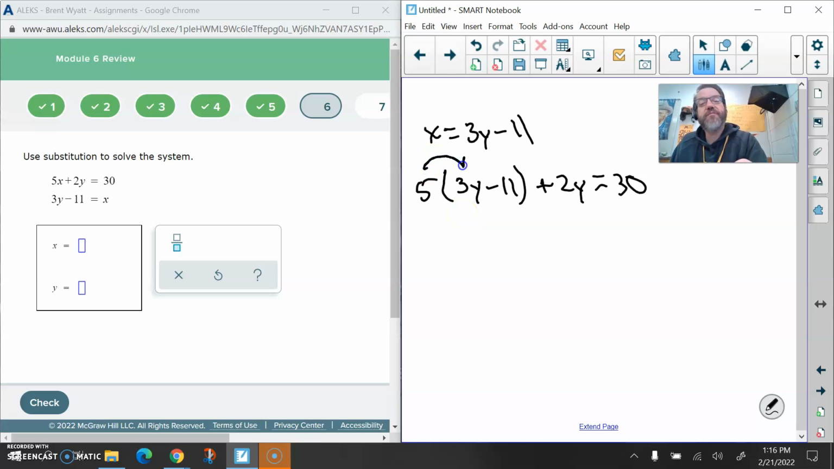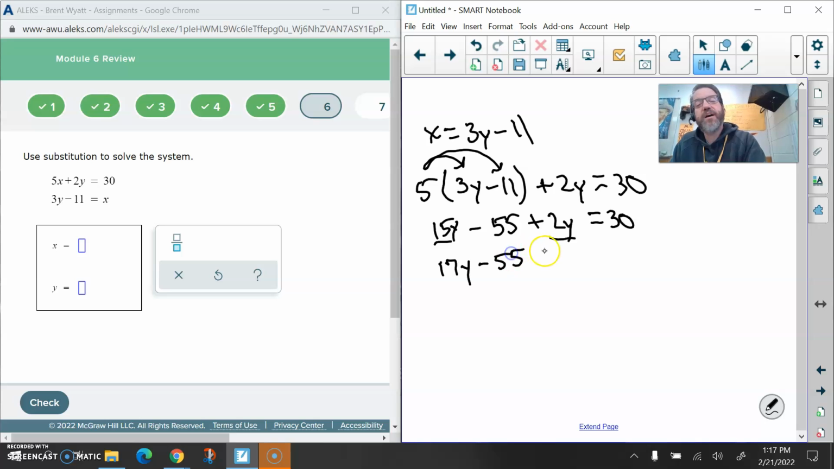Let's do that. 5 times 3y is 15y minus 5 times 11, which is 55. Then I have plus 2y over here equals 30. I have two terms that have y's in them, but I can combine them because they are both on the left-hand side of this equation. So 15y plus 2y means I have 17y altogether. We still have minus 55, and it equals 30.